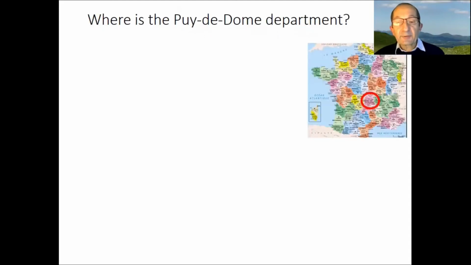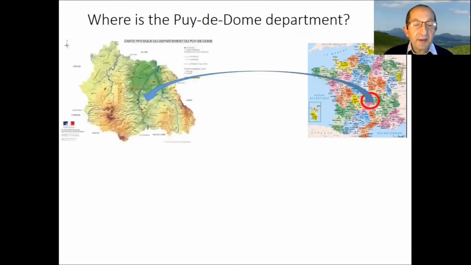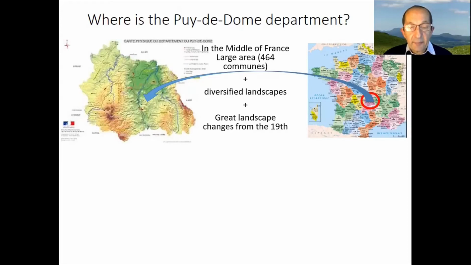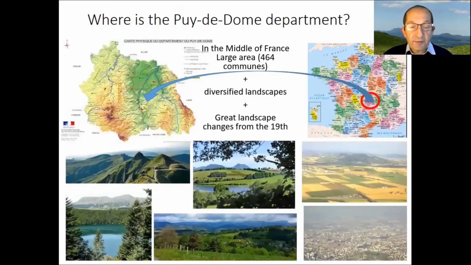Just to locate precisely the Puy-de-Dôme Department, here is an idea of how the Puy-de-Dôme looks like. It's in the middle of France, in the Massif Central Mountains. It's a large area. It produces very diversified landscape, and also this landscape has changed a lot since the 19th century. Some pictures to illustrate how the landscapes are diversified in this area.